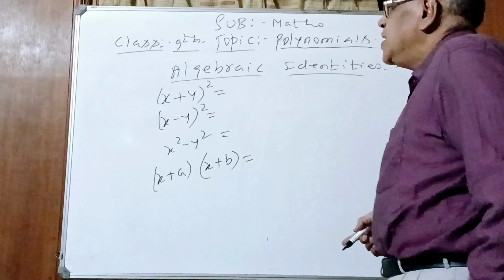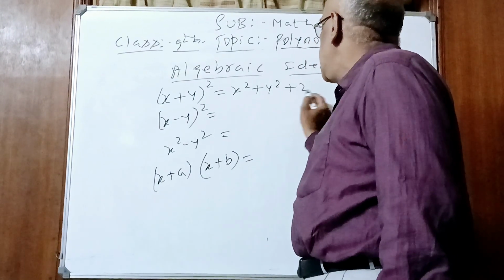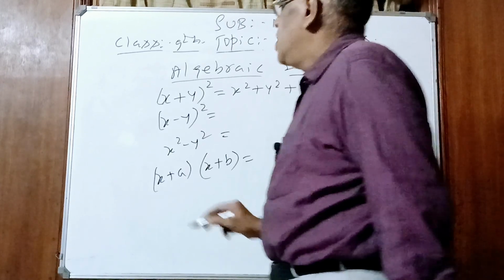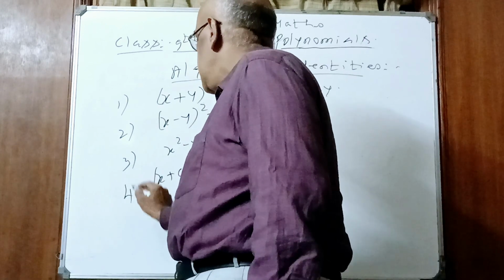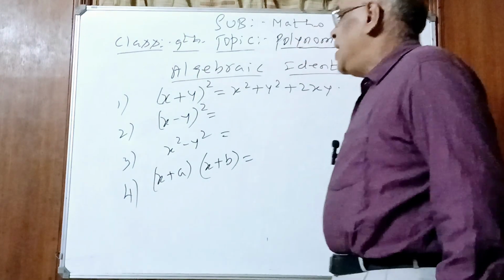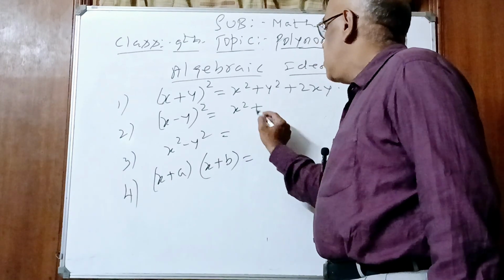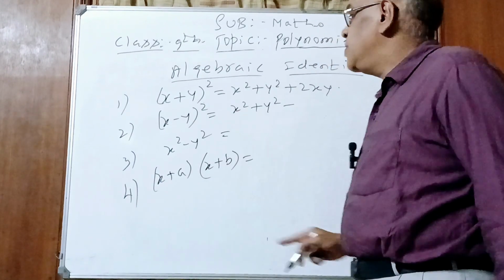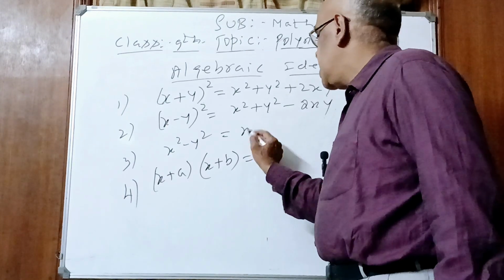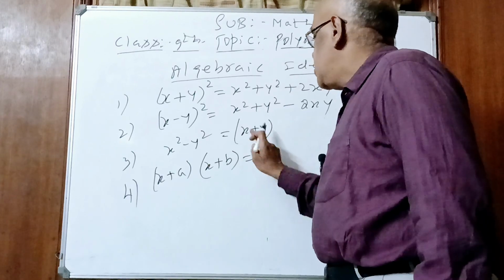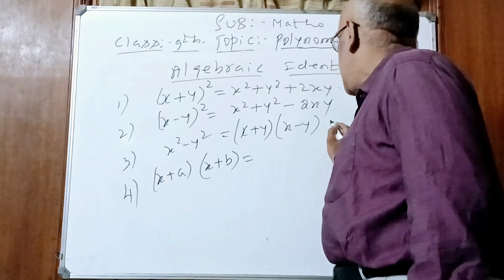See, children, what is (x plus y) whole square? We get x square plus y square plus 2xy. Formula number 1. Why are they called identities? It is true for any values of the variables x and y involved in it. What is (x minus y) whole square? x square plus y square, since y is minus, 2xy will be minus. x square minus y square, children, is (x plus y) into (x minus y). Please remember this. Ready-made answers.